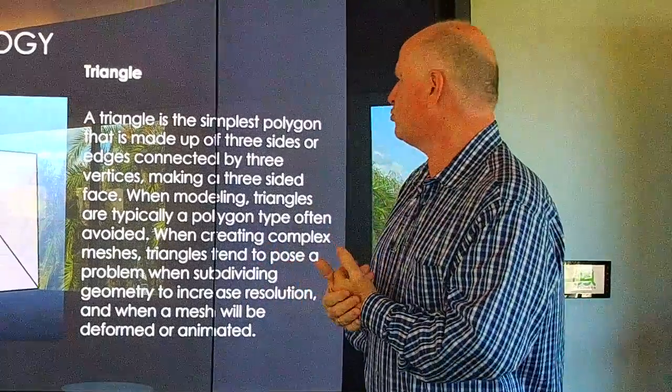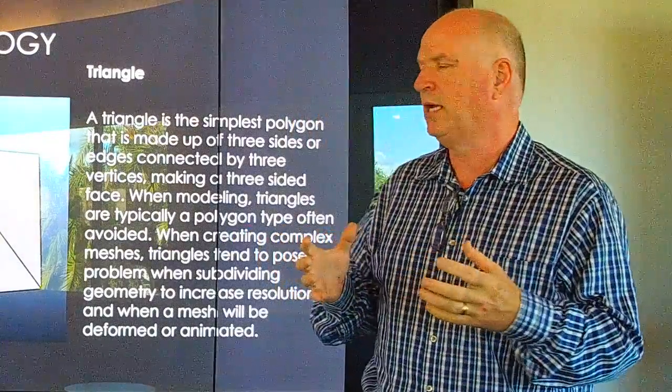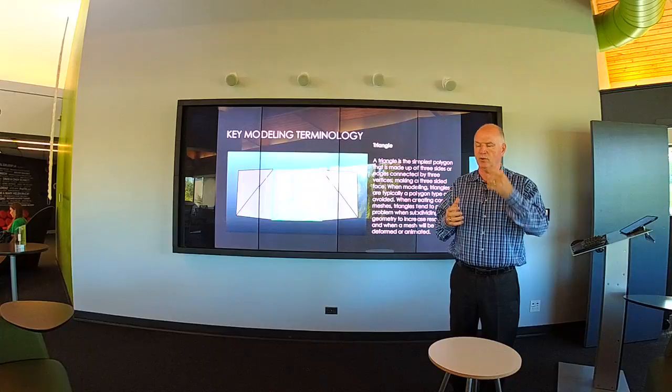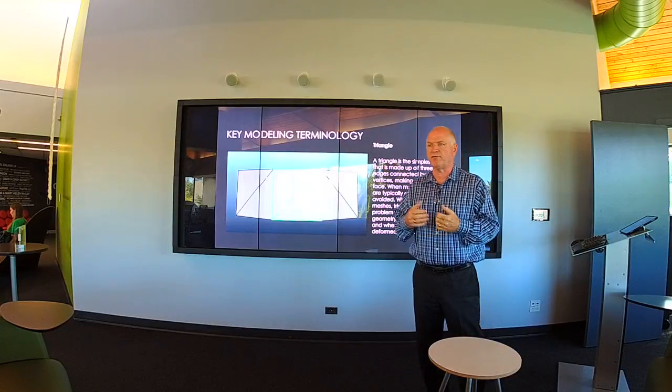Now again, we talk about triangles as the simplest polygon. A triangle is a very, very simple way to create a shape that's sizable. Triangles are very prevalent in STL files, which are for 3D printing.